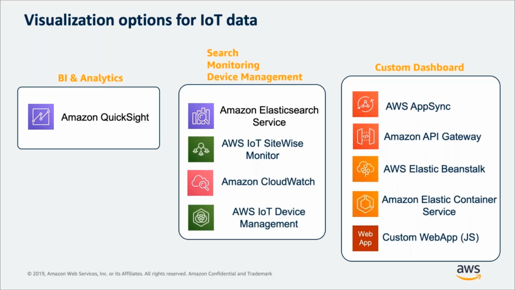You could also build dashboards in IoT SiteWise Monitor and also in Elasticsearch Service using Kibana. And these dashboards are primarily used when you want to do device management, or you want to see a list of your devices that are in the network, for example. Now on the other end of the spectrum, you have custom dashboards which can be built using a number of AWS services like AWS AppSync, Amazon API Gateway, or you could build whole applications on Elastic Beanstalk or Elastic Container Service. You can also roll your own custom JavaScript frontend and then deploy those and have those connect to APIs that you've built on AppSync or API Gateway or Elastic Container Service.